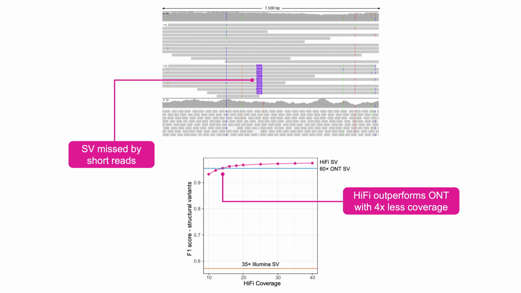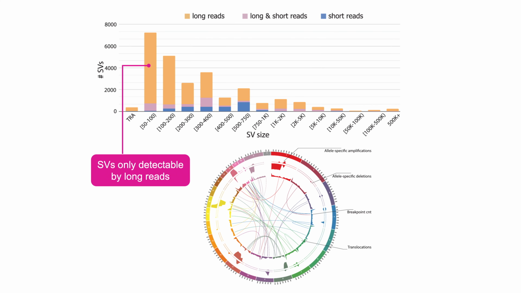Because they're long enough to span the entire variant and read into the unique flanking regions on either side, you get clean, accurate detection of the breakpoints, exactly where the rearrangement happened. The difference is dramatic. In the SKBR3 breast cancer cell line, a model for HER2-positive breast cancers, researchers found that the vast majority of structural variants were undetectable with short reads.